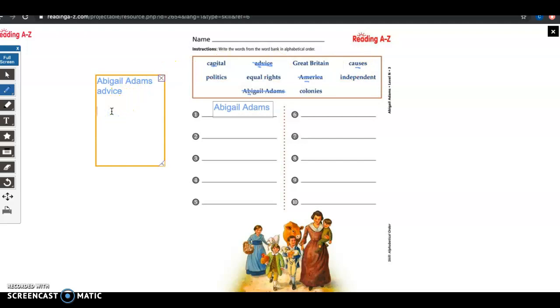So that means my next word is going to be capital, which means the next word will be causes because it was the next one that had a CA, but it had the U, so it comes after the P in capital. And that means my last word is going to be colonies.